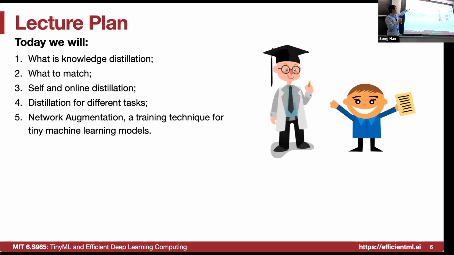So today we will learn several topics, including what is knowledge distillation? How do we have a teacher model with a student model, and how do we transfer the knowledge in the neural network from the teacher model to the student model? And we also want to learn what to match. What is the distillation? What are the things we want to learn from the teacher model?